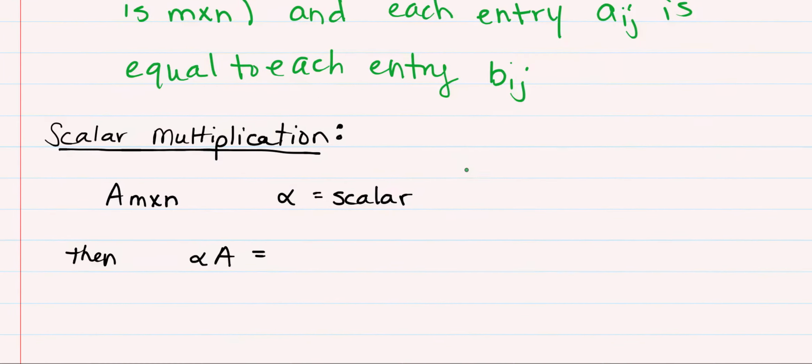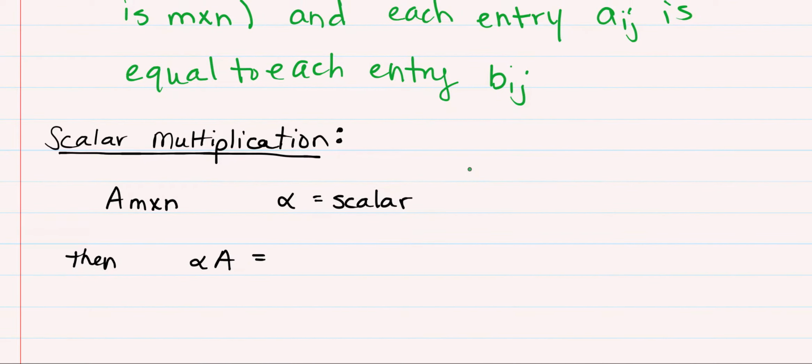Let's talk about scalar multiplication. Let's say you have a matrix A that's an m by n matrix, and you have some scalar. What I mean by scalar is you can think of it as a real number or a complex number. So alpha here is a real number.